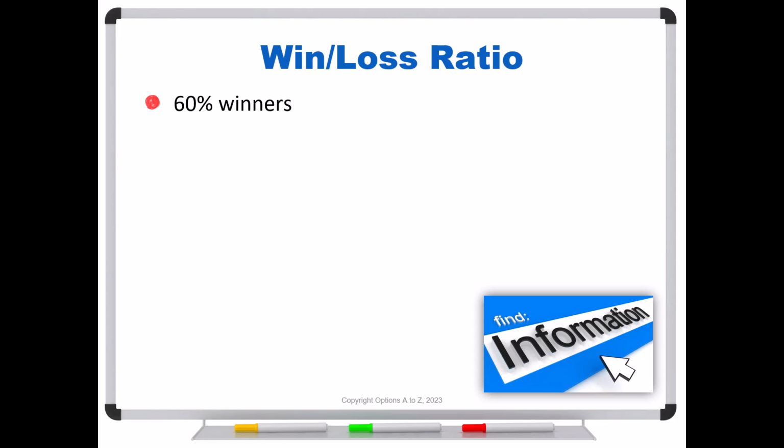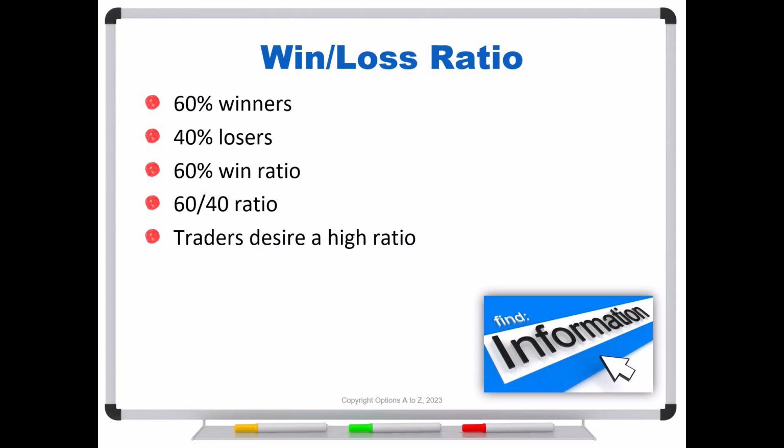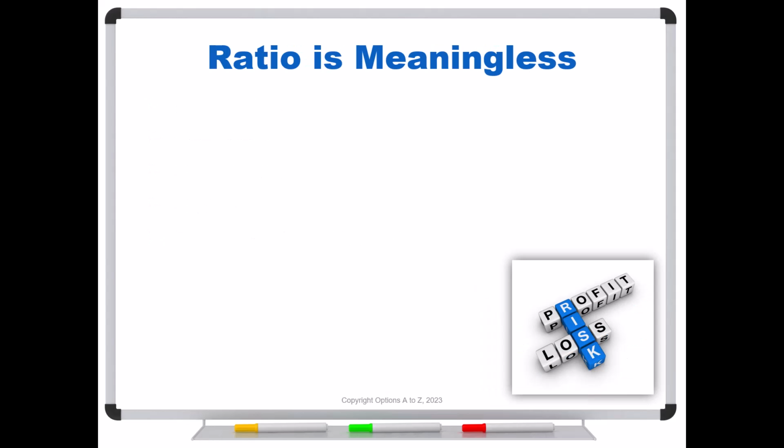Well, if you have 60% winners, it also means that you therefore have 40% losers, and we would call this a 60% win ratio or a 60-40 ratio. And so this is how a lot of traders refer to this win-loss ratio. And all things being equal, traders desire a high ratio, and they think that that's better. But what I want to show you here is that this ratio is absolutely meaningless.